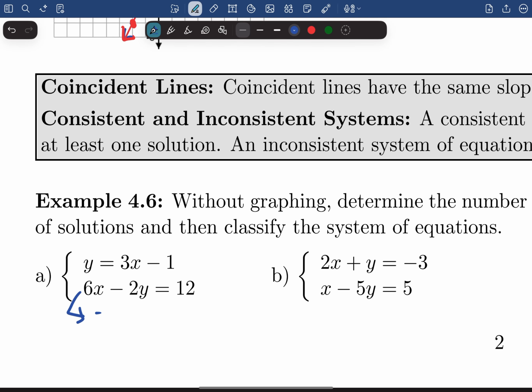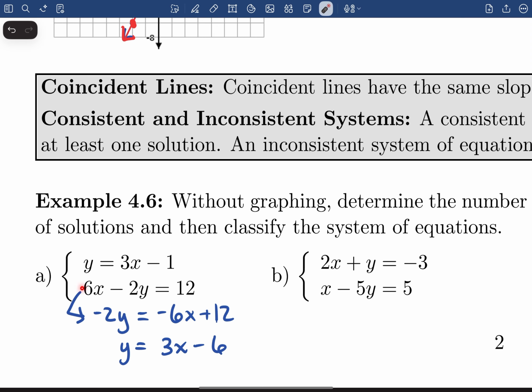So I end up with negative 2y equals negative 6x plus 12 because I've subtracted 6x from left to right. And now I'm dividing by negative 2, and so I find out the result is positive 3x minus 6. Okay, so I've converted from standard form to slope-intercept form pretty quickly here, and now I can compare my two equations. And recall, parallel lines have the same slope, which these two lines do, but different y-intercepts.